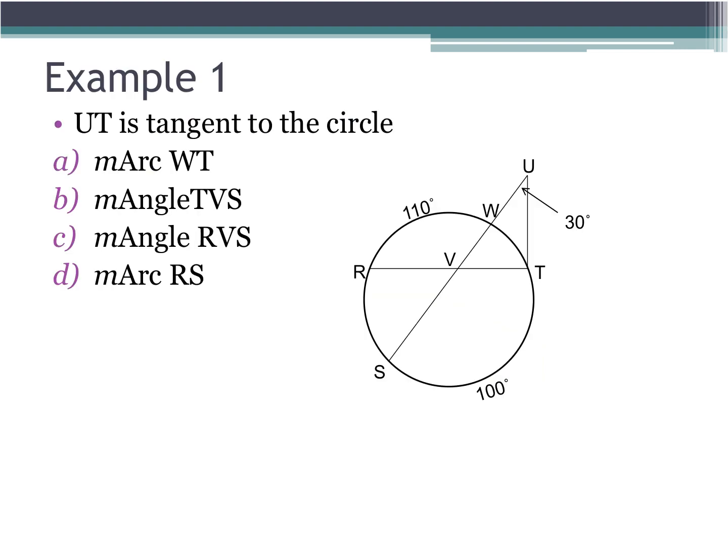So we have example 1. UT is tangent to the circle. They want us to find the measure of arc WT. The arc WT is this one right here.